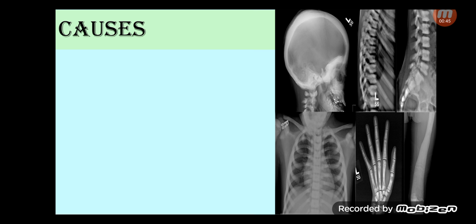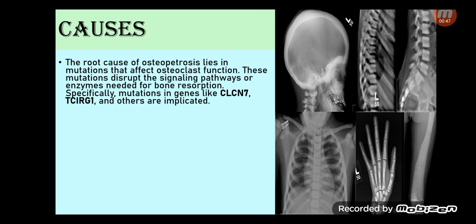Talking about causes of osteopetrosis, the root cause of osteopetrosis lies in the mutation that affect osteoclast function. These mutations disrupt the signaling pathway or enzymes needed for bone resorption. Specifically, mutation in genes like CLCN7 or TCIRG1 and others are implicated. The condition is inherited in different patterns.